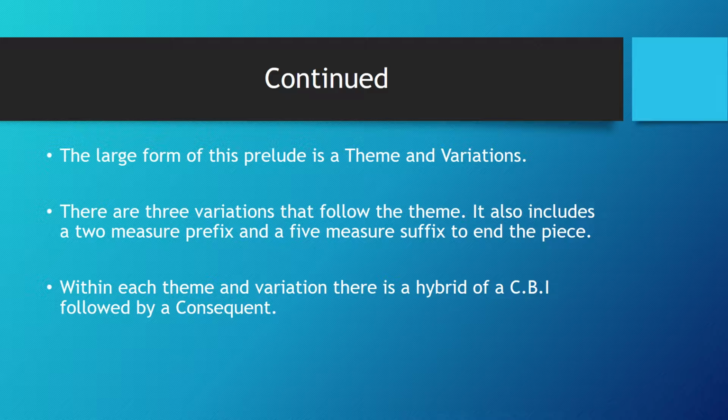I also found that in each theme and variation, there is a hybrid of a CBI followed by a consequent, so like a hybrid. And there is also a two measure prefix that comes before the theme, and it ends with a five measure suffix.